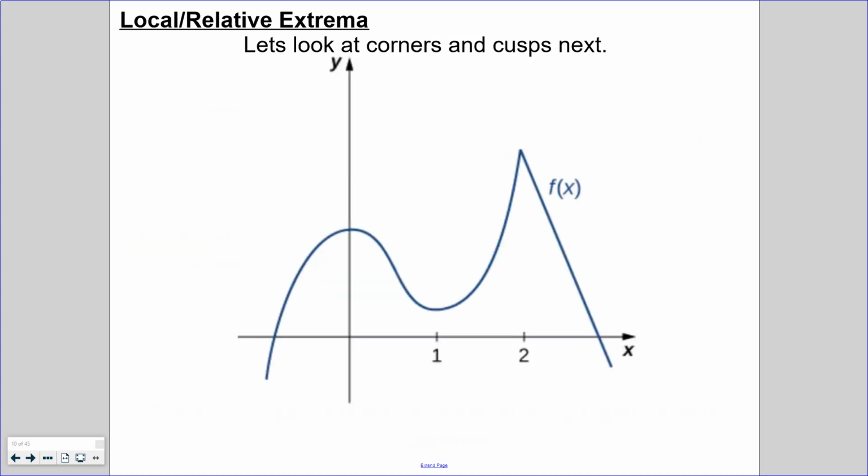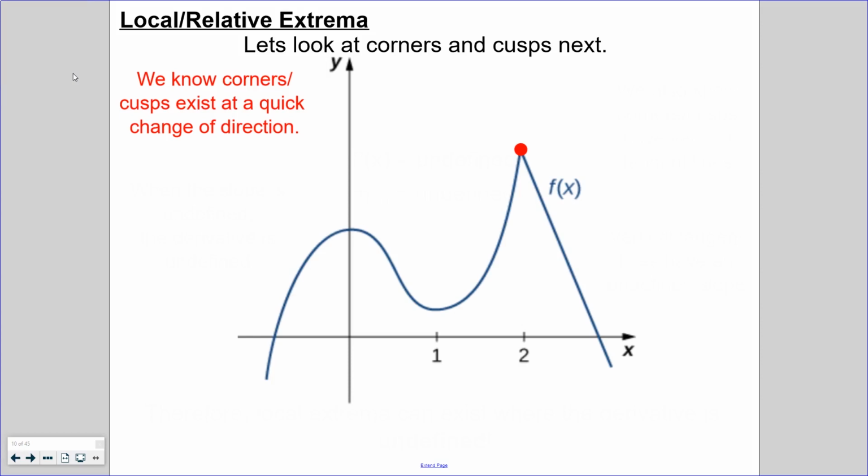Alright, so we did peaks and valleys. We also know that maximums and minimums can exist at corners and cusps. So let's talk about corners and cusps. We know corners and cusps exist at a quick change of direction. Obviously here at x equals 2, if we approach 2 from the left-hand side, we are increasing. And then all of a sudden at x equals 2, we pop the other way, and we are now decreasing.